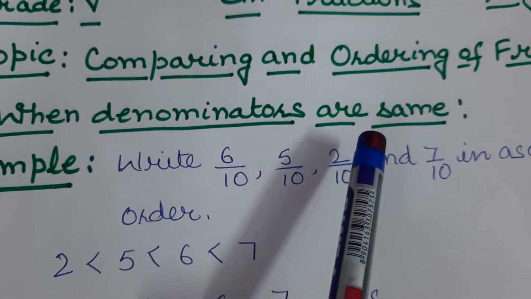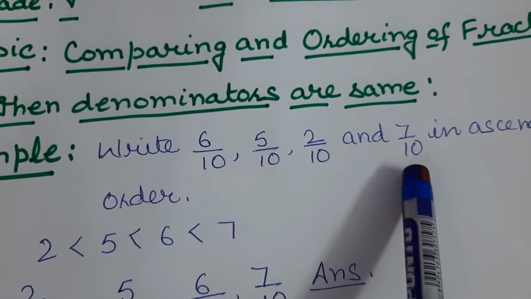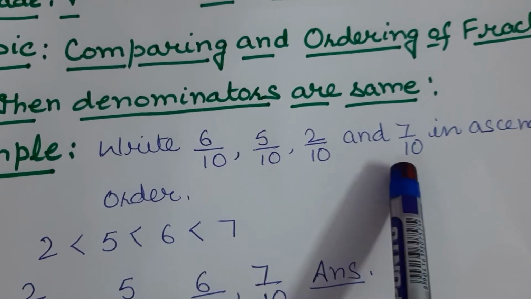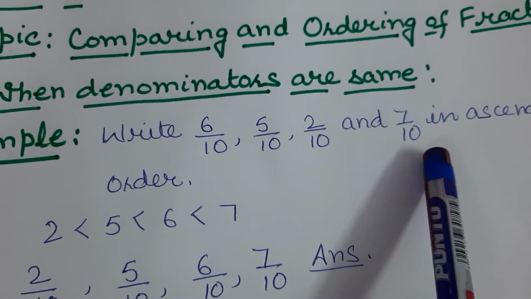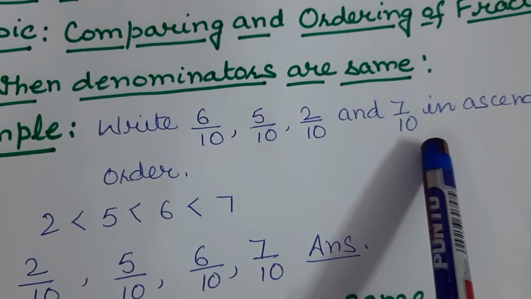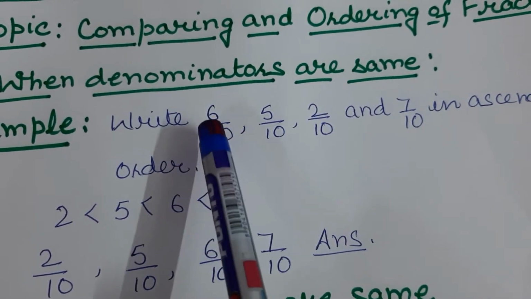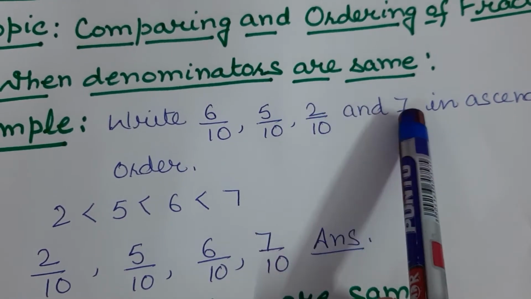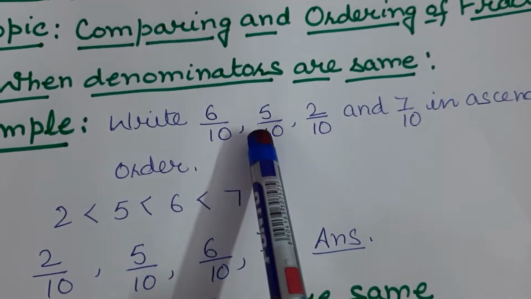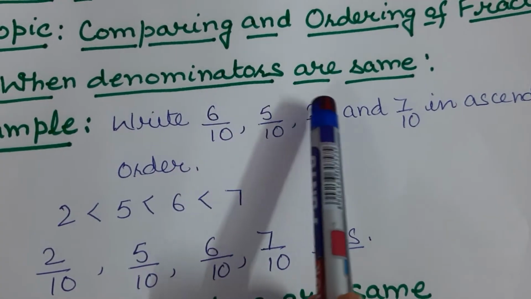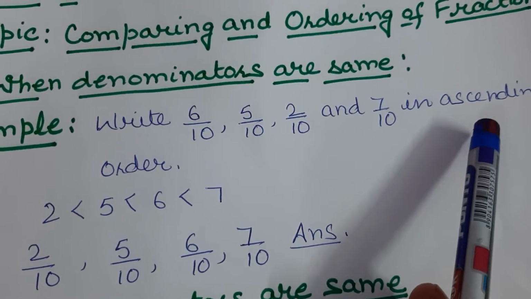When denominators are the same. Like these four fractions. In these four fractions, if you observe, all denominators are the same. You have done this in your lower classes also, how to compare like fractions. Simply we compare the numerators, since the total parts are the same. Out of the total, how many parts are given? So we are supposed to write in ascending order.